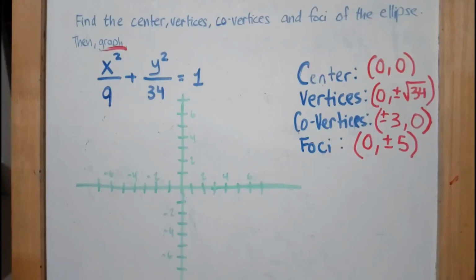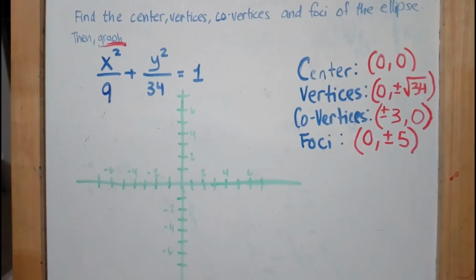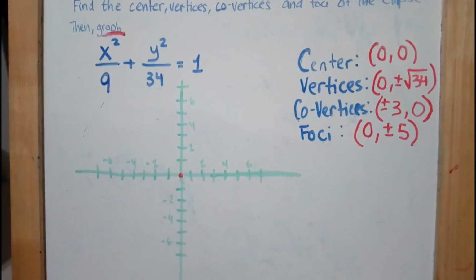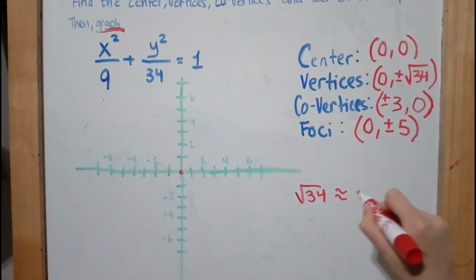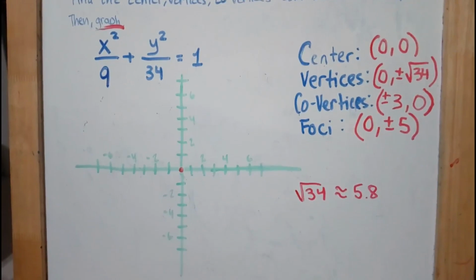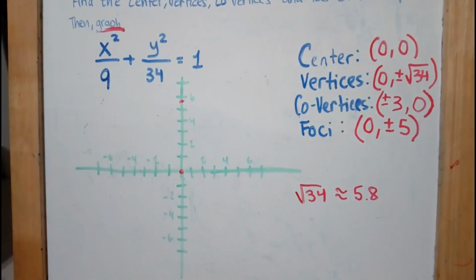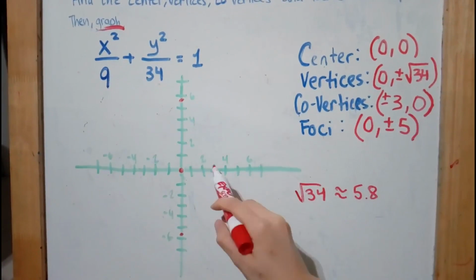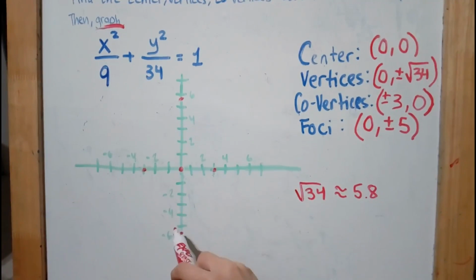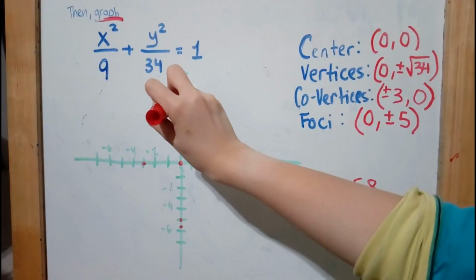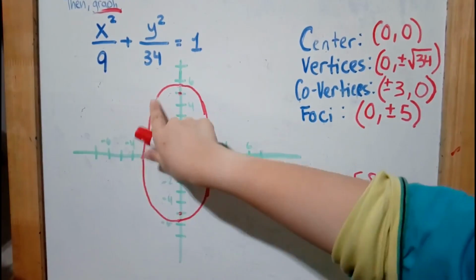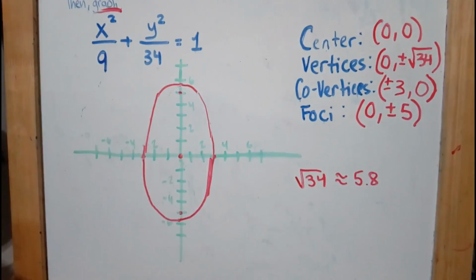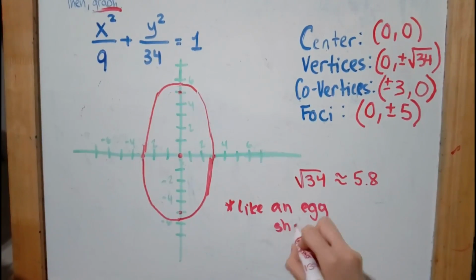Now we must graph it. We can immediately plot the center at 0, 0, then the vertices at 0, plus or minus the square root of 34, and the square root of 34 is equivalent to 5.8. Then we can plot the co-vertices points at plus or minus 3, 0, and the foci points at 0, plus or minus 5. Then we can connect the vertices and co-vertices to graph the ellipse shape, which is now a nice egg shape.